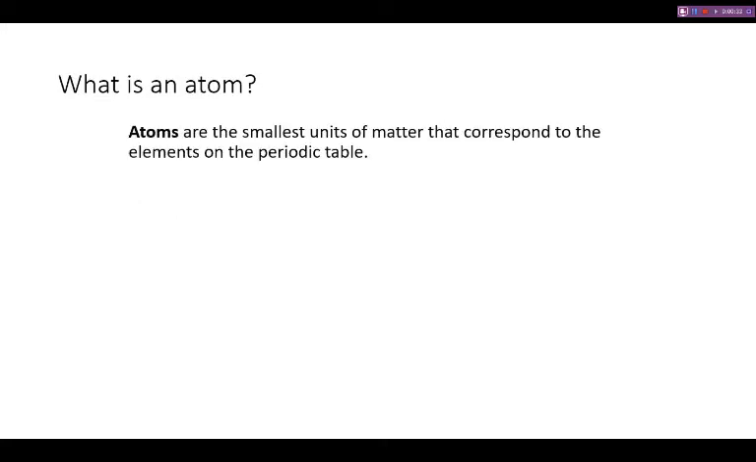So let's begin. Let's first talk about what an atom is. An atom is the smallest unit of matter that corresponds to an element on the periodic table. So you might be familiar with elements such as carbon, lithium, hydrogen, helium, etc. If you go down to the smallest level within those elements, you find the atoms. Those are the smallest components that correspond and are the identity of an element.